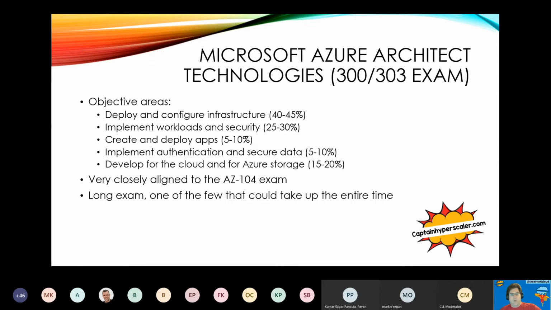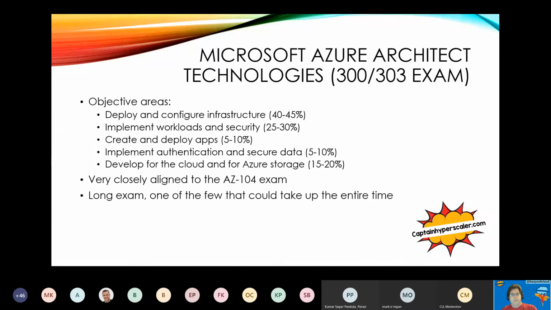I got my Azure Admin Associate, went right into the architect exams, and got my architect certification very quickly after that. All within a 4 to 6 week time frame, I had both of those certifications, the Admin Associate and the Architect Expert exam. Here's how these objective areas are structured.